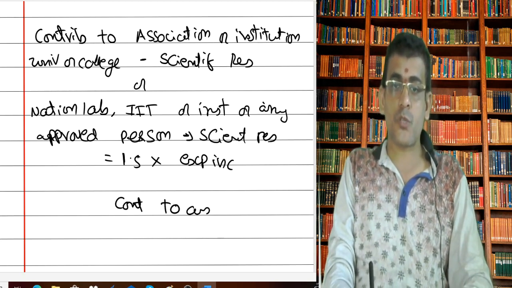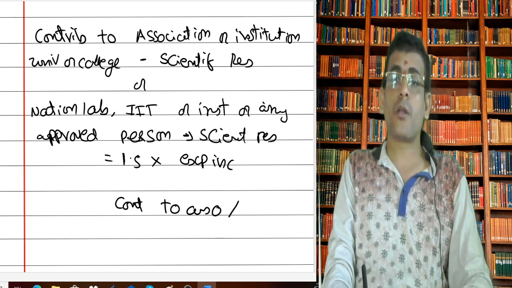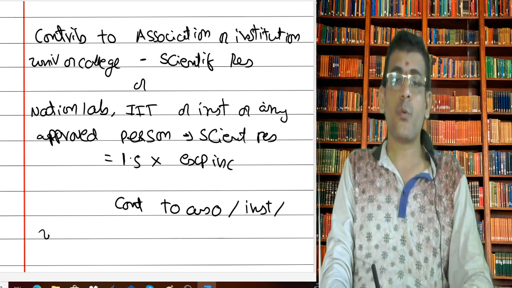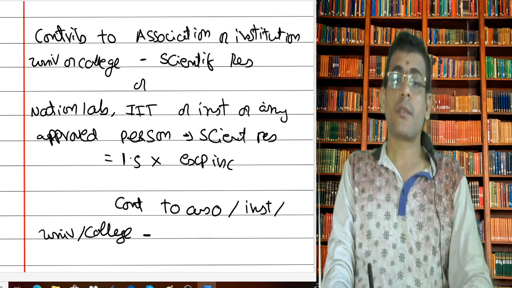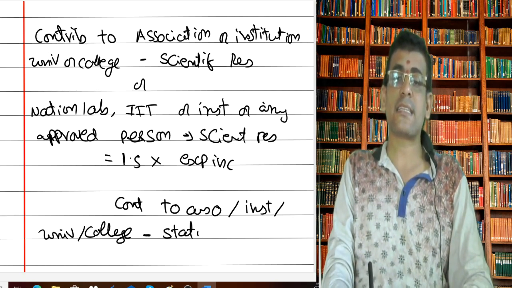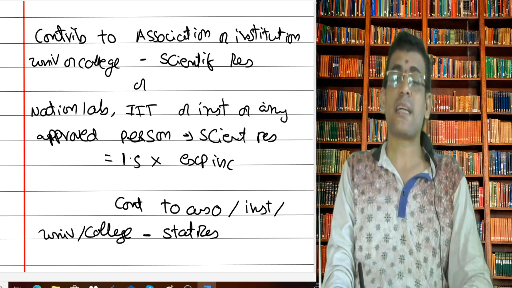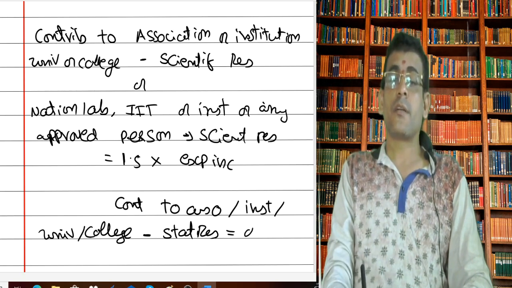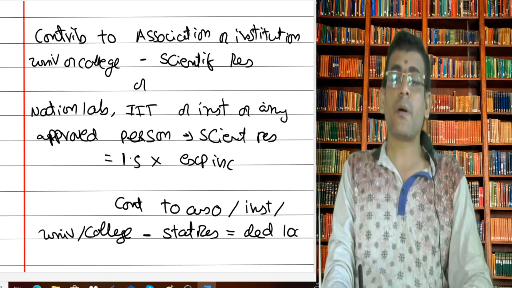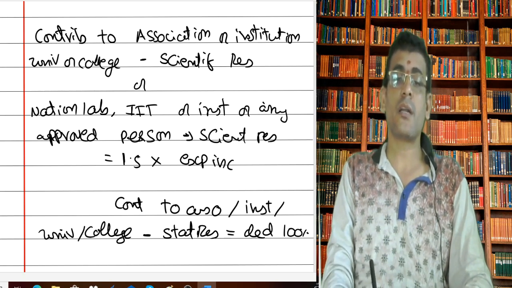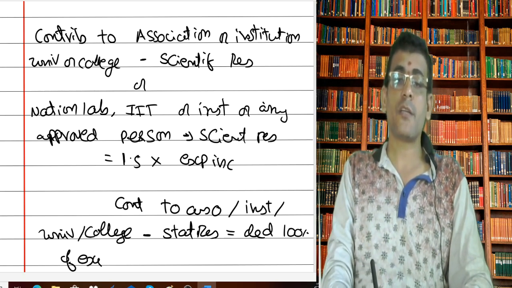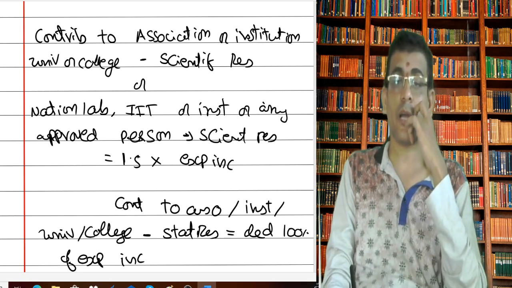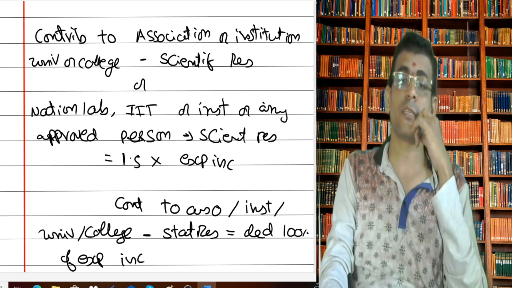to an association or an institution or a university or a college. What is that doing? That is doing something called statistical research. Then ultimately, what is the deduction? The deduction is 100% of the expenditure incurred. You cannot take 1.5. You have to consider only 100% of the expenditure incurred.